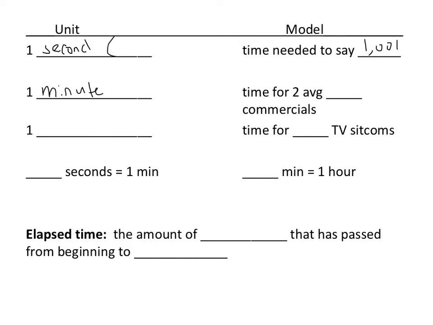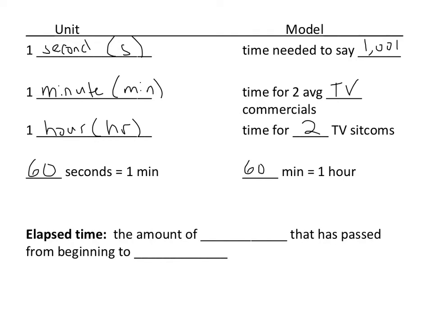Second is abbreviated with just S. Minute is abbreviated MIN. And this is basically the time for 2 average TV commercials, is about a minute. Lastly, we have 1 hour, which is abbreviated HR, and this is the time for 2 TV sitcoms. Just a reminder that 60 seconds is 1 minute and 60 minutes is equal to 1 hour.